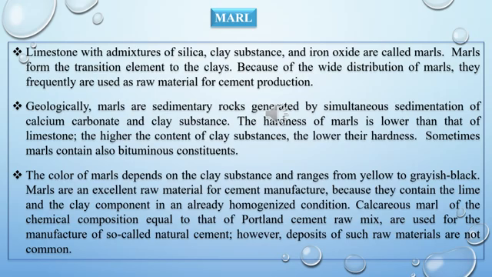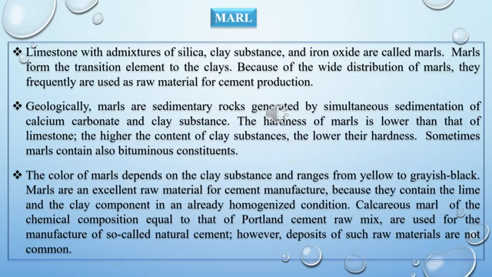And the last point is, the color of marls depends upon the clay substance and ranges from yellow to grayish black. Marls are an excellent raw material for cement manufacture because they contain the lime and the clay component in an already homogenized condition. Calcareous marl of chemical composition equal to that of the Portland cement mixture is used for the manufacture of so-called natural cement. However, deposits of such raw materials are not common.